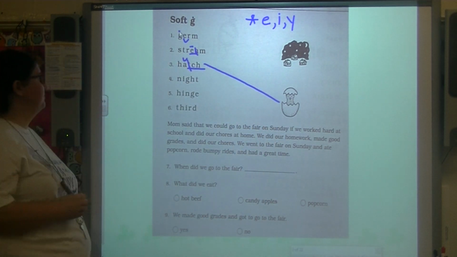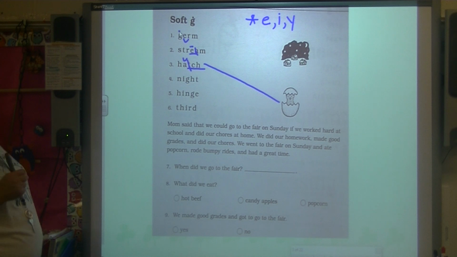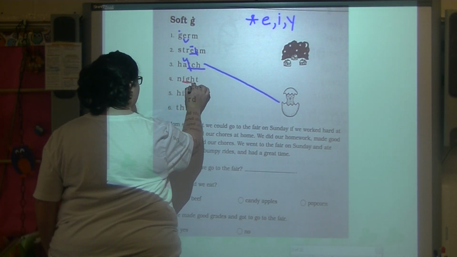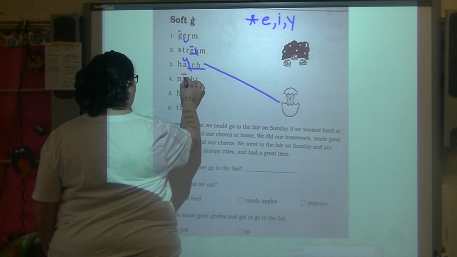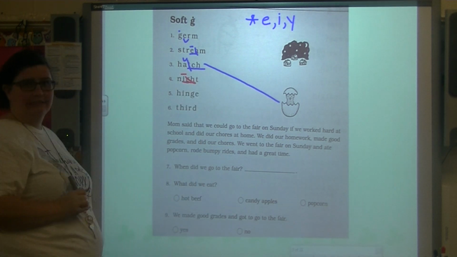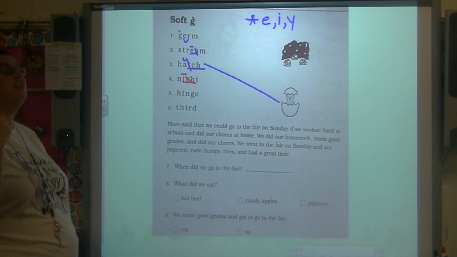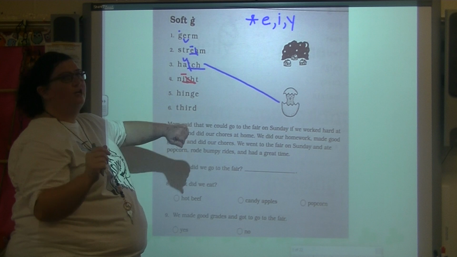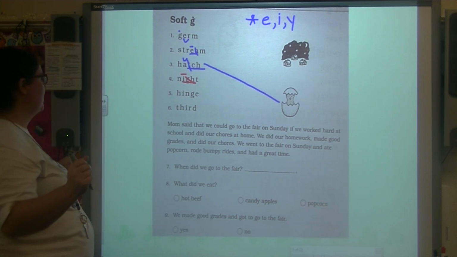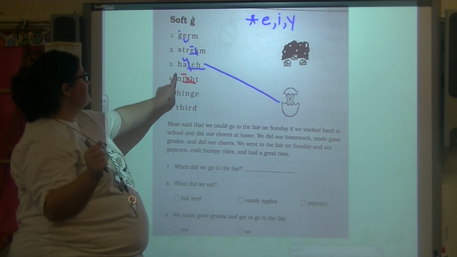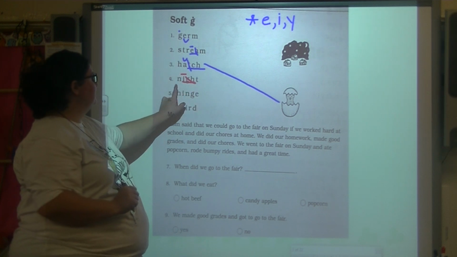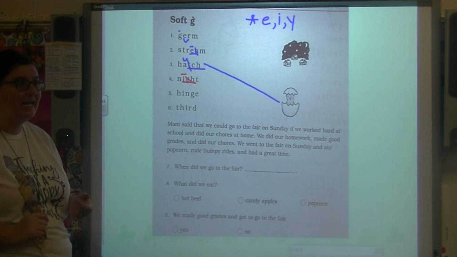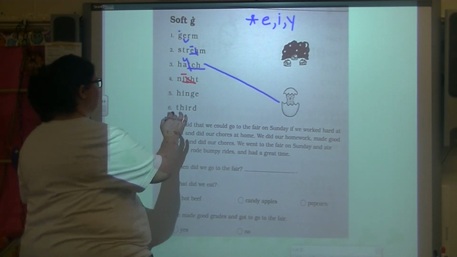All right, the next one. We have trigraph IGH. Long I. We don't hear the I or the G. I mean, it's not the I, the G and the H. Miss Fire's having trouble today. So long I sound, no G or H sound in that trigraph. Sound it out. Night. What word? Night. We have a picture of the night sky.